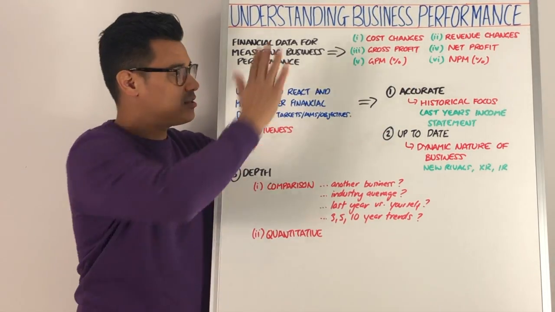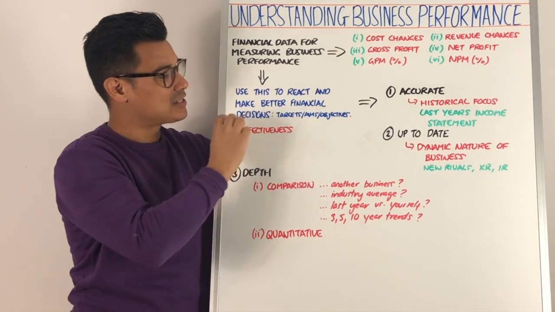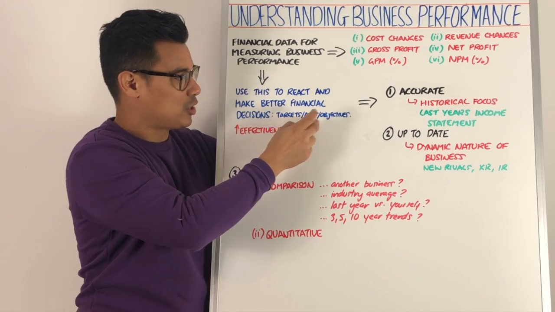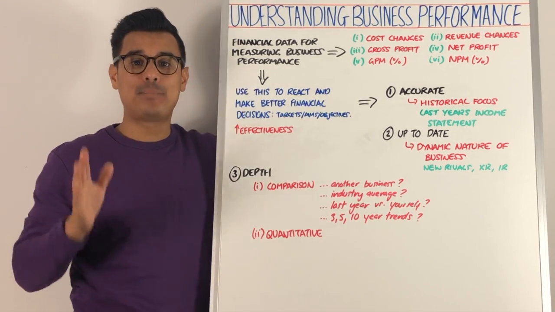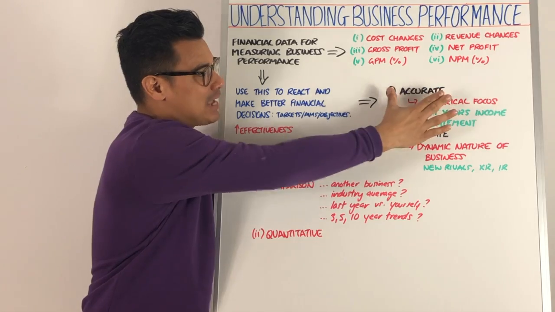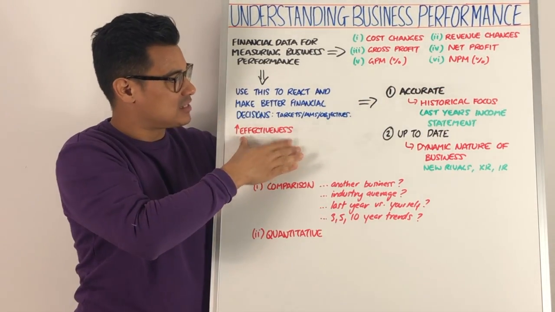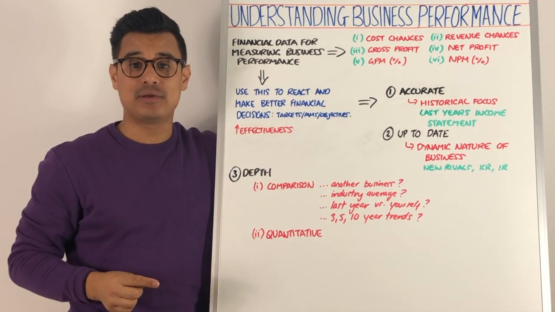But the critical thing is, you're going to use this data to react and make better financial decisions, and that could help you support your targets, your aims, and your objectives. But this financial data needs to be accurate and it needs to be up to date. And the more it is, the more effective your financial decisions are going to be.